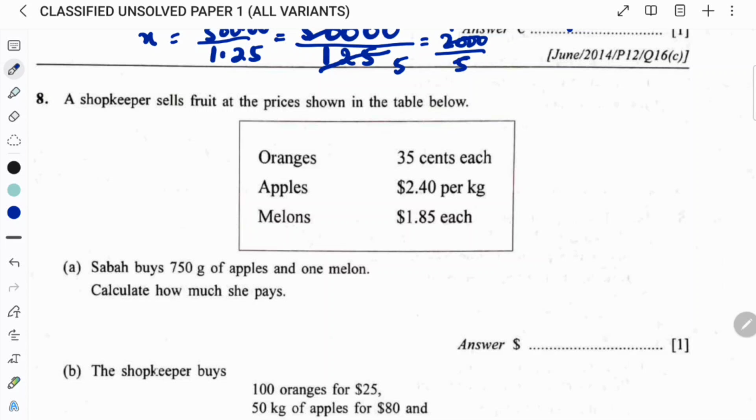Calculate how much she pays. So the total cost of the 750 grams of apples and one melon. One melon is $1.85, but we'll have to find out the cost of 750 grams of apples. So we just use the ratio method.